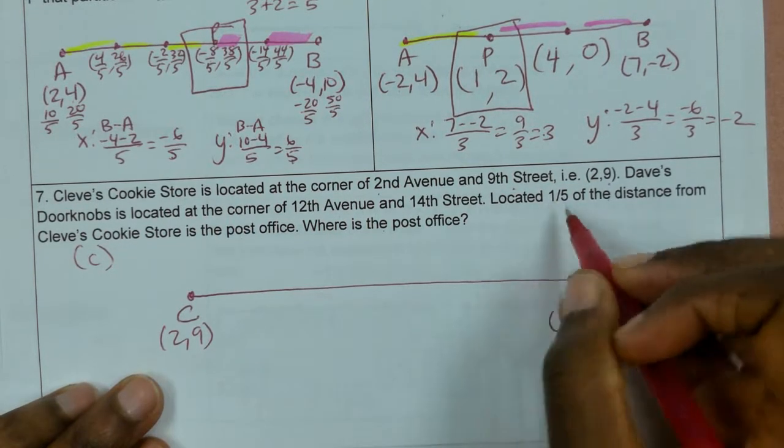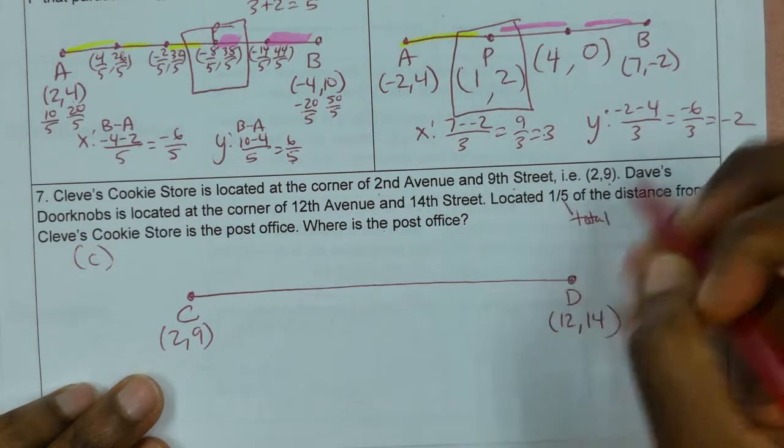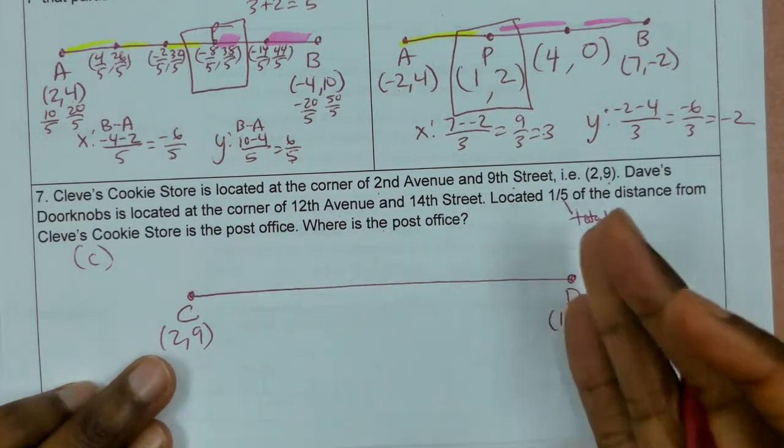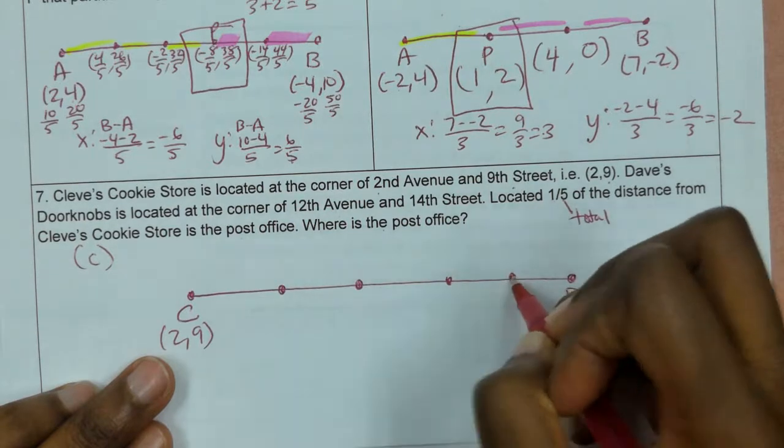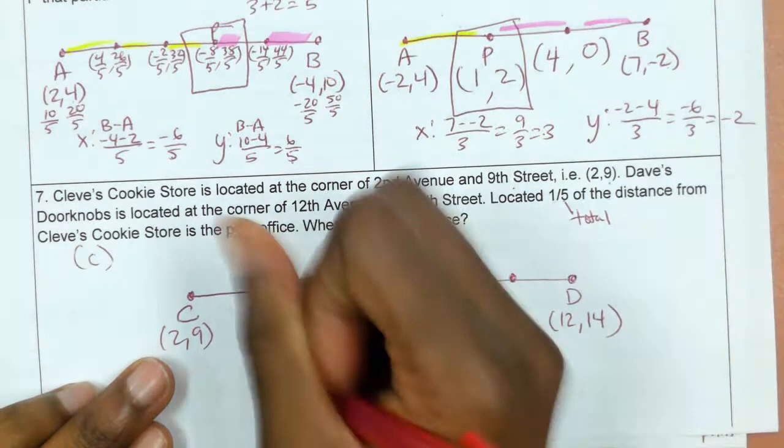Then it's 1/5 of the distance. This is telling us this is the total. Okay, so 1 out of 5 sections. So we want to go 1, 2, 3, and we want to look for this point.